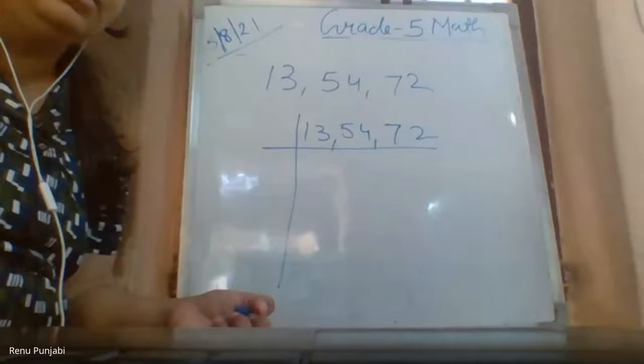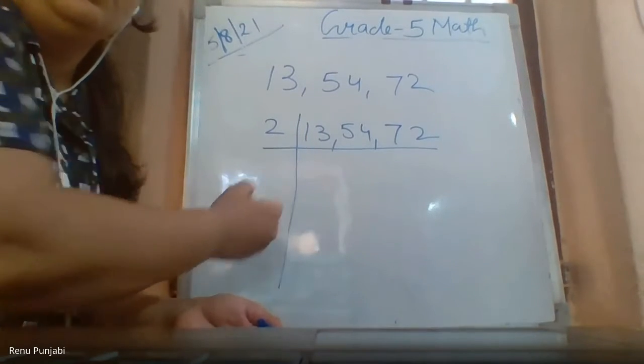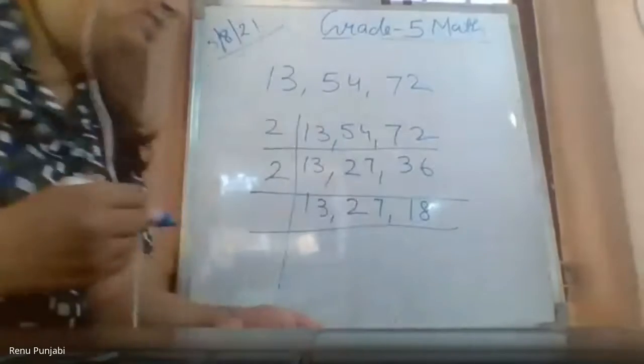But 2 to 13 will not divide. So what will we do in this case? We write 13 as it is. Then 54 will become 27 and 72 will be 36. Then next, what will we do again? Again 2. 13, 27, and 36 will become 18.